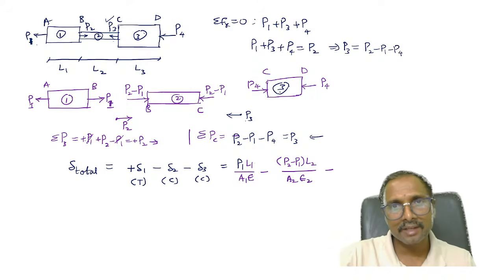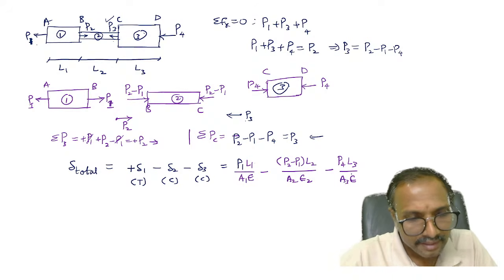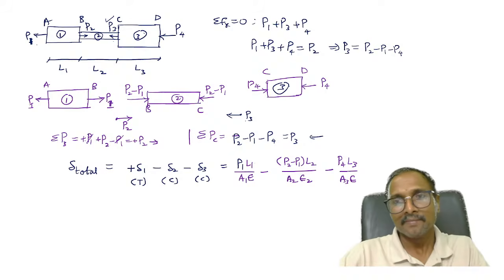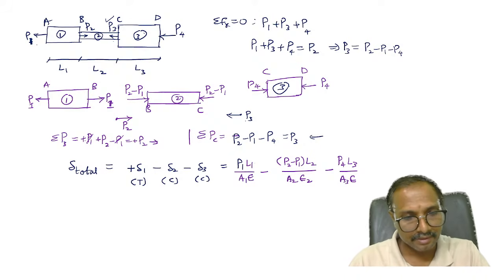Minus delta 3. What is the force on this? P4 into L3 divided by A3 E3. A3, okay? Is that clear, everyone? Is that clear, all of you? Understood? Is it clear or not?